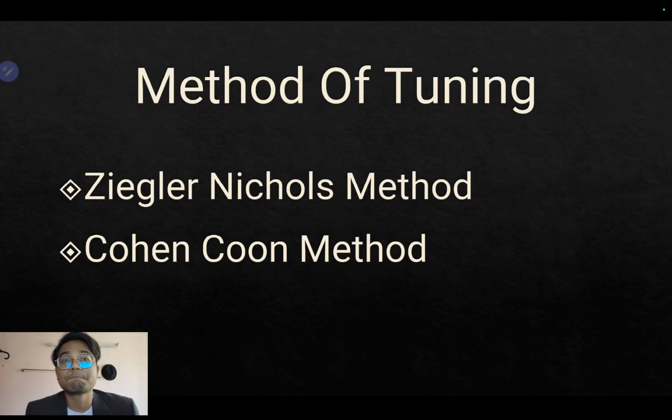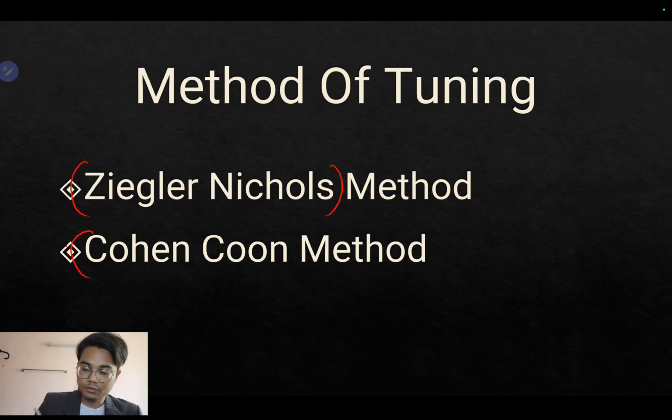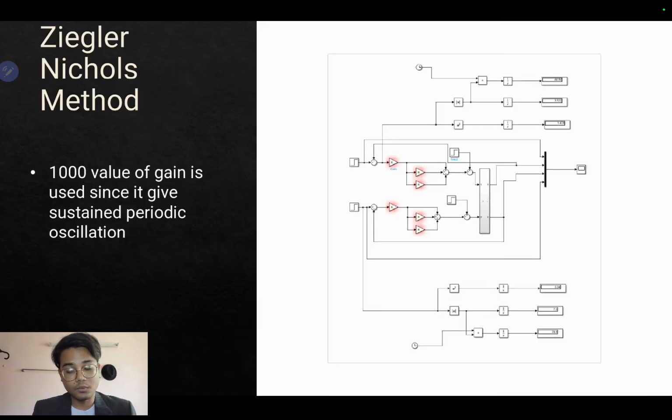Next, as we learned in class, the methods of tuning consist of two, which are the Ziegler-Nichols method and the Cohen-Coon method. There are other tuning methods, but these are the two main ones that are used in many industries. Okay, first we will go to the Ziegler-Nichols method.